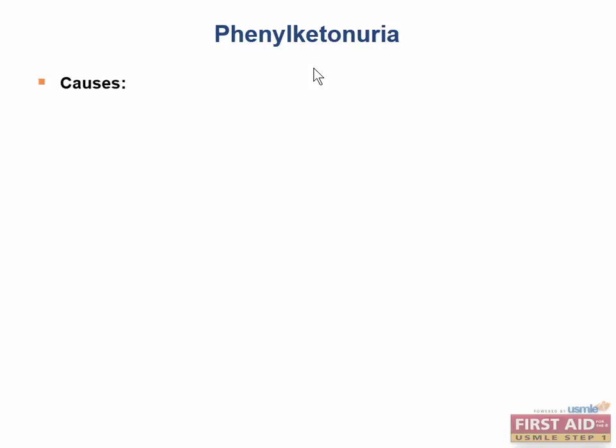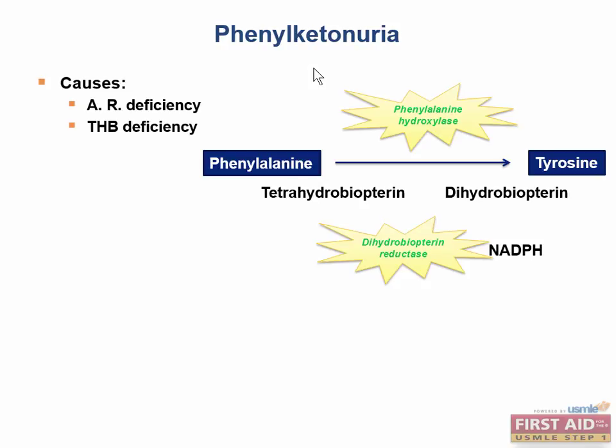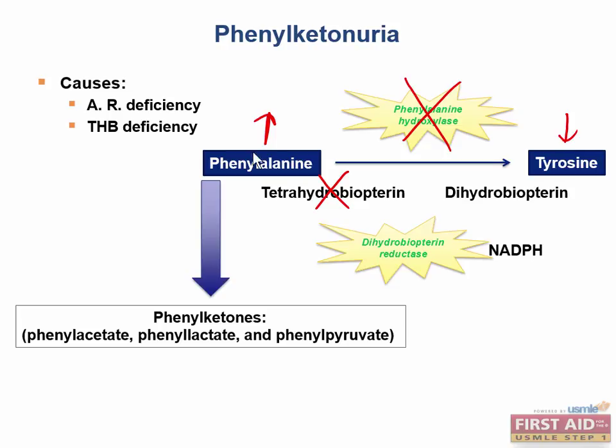What causes PKU? Phenylketonuria can be caused by either an autosomal recessive deficiency in phenylalanine hydroxylase or by a deficiency of the cofactor tetrahydrobiopterin. Both of these are required to convert phenylalanine into tyrosine, so a deficiency in either one of these is going to build up phenylalanine and also lead to a tyrosine deficiency. This excess phenylalanine that we have can then be converted into phenylketones such as phenylacetate, phenyllactate, and phenylpyruvate.